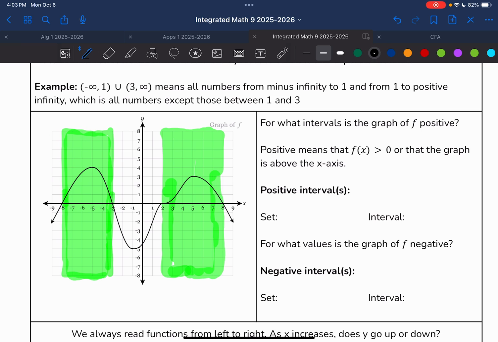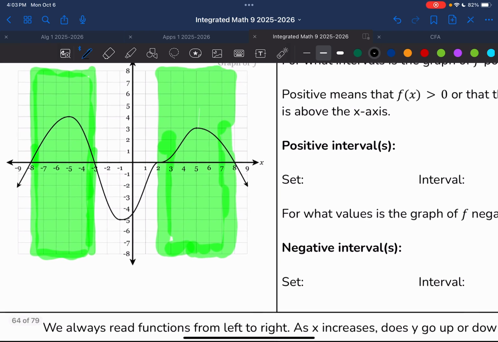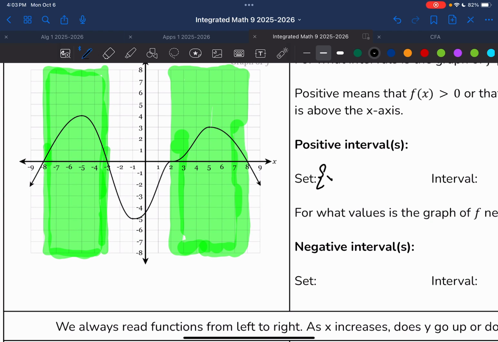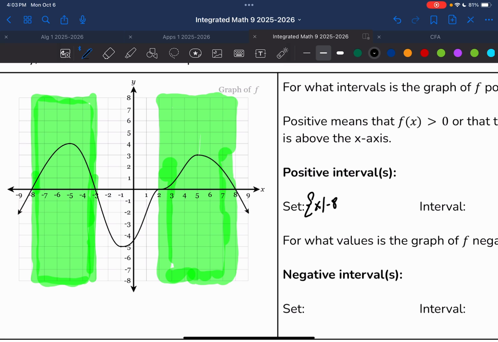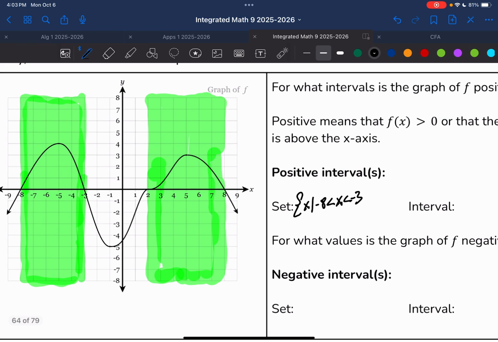Well, we're going to have two different ways to write this. We're going to have the set notation and the interval notation. In the set notation, we're going to put our curly brackets, x where -8 is less than x is less than -3. And notice how I'm just doing less than here. I'm not doing less than or equal to, because at these endpoints it's equal to 0. So it is neither positive nor negative.